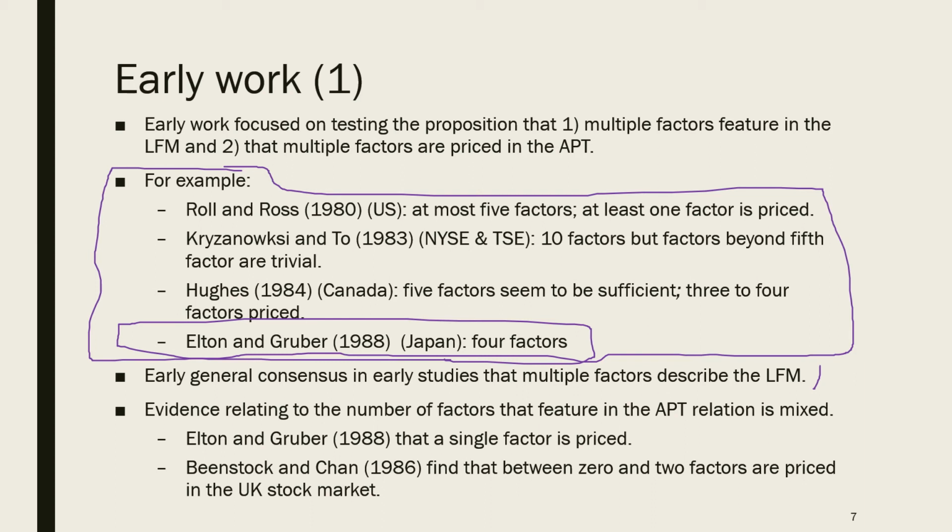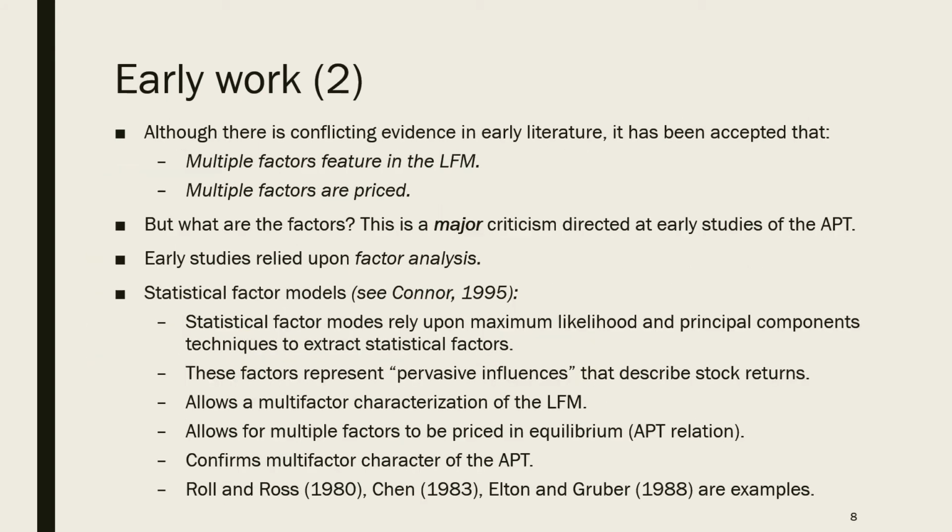And that was shown by Elton and Gruber in 1988. They found that a single factor is priced, and also Burmeister and Chan. So in summary, where is it that we are at? Well, it has been accepted that multiple factors feature in the linear factor models. In other words, there's multiple sources of information that move markets, and that multiple factors are priced, although there is some, or was some, debate on this. This was back in the 80s. So what you're seeing here is a genesis of the evolution of this framework.